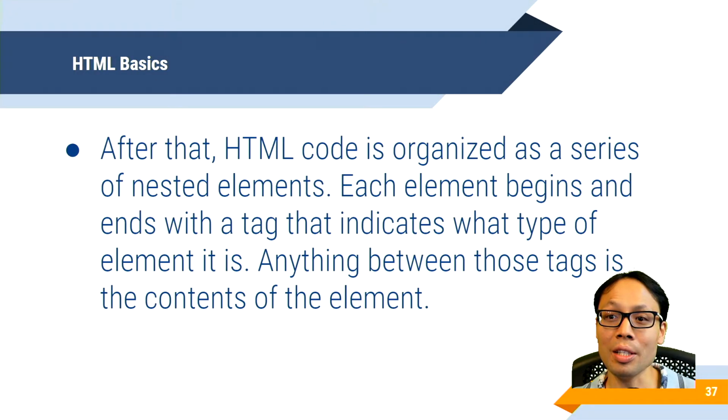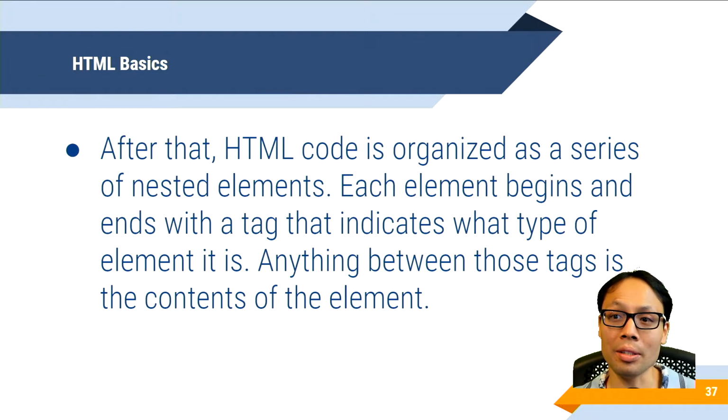And after that, HTML code, you'll notice, is organized as a series of nested elements. So each element begins and ends with a tag that indicates what type of element it is. Anything between those tags are the contents of the element.